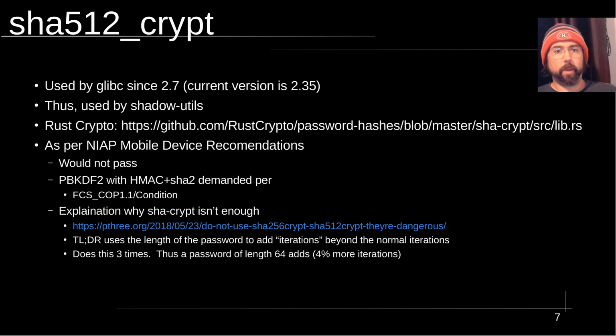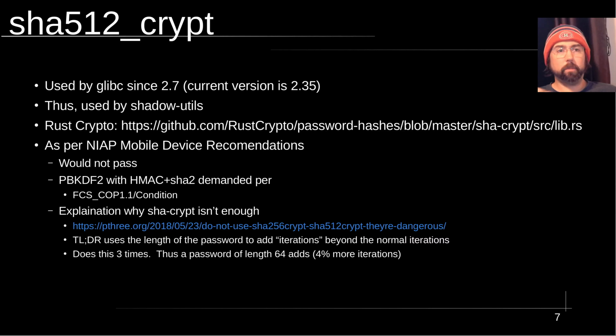So a little bit more about SHA512 Crypt. SHA512 Crypt has been used in glibc in their crypt function since version 2.7, and we're now at version 2.35. Thus, it's used by the Shadow Utils package, which uses glibc. You can find the Rust Crypto implementation in the URL given, and again, that'll be in the description down below.